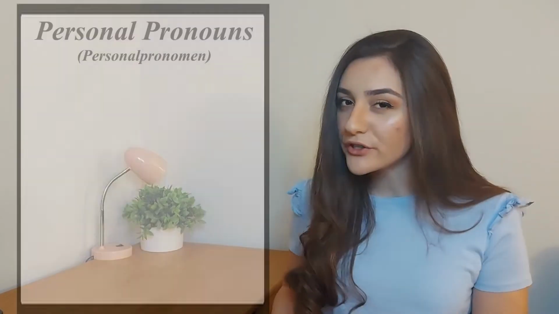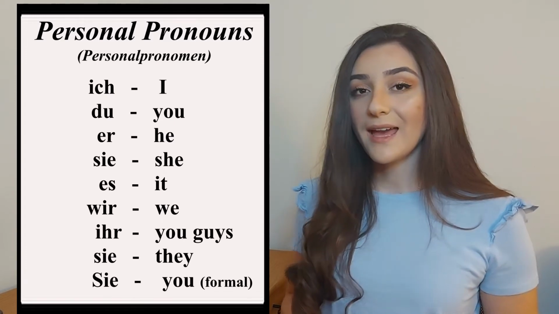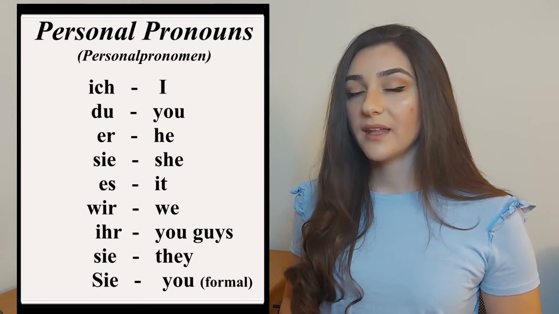Before we learn how to form the verb, we need to know the subject of the verb. That said, we will have to learn first the personal pronouns in German. Ich, du, er, sie, es, wir, ihr, and sie. Let's talk about now how to form those verbs.